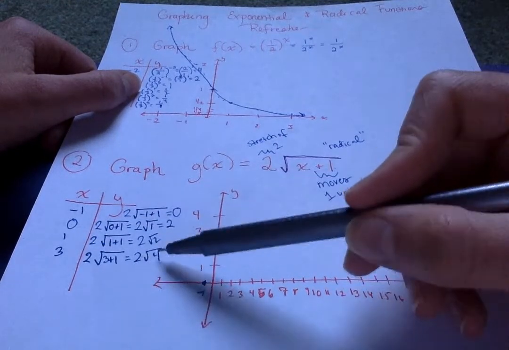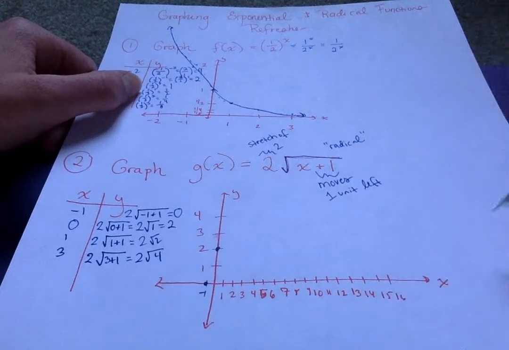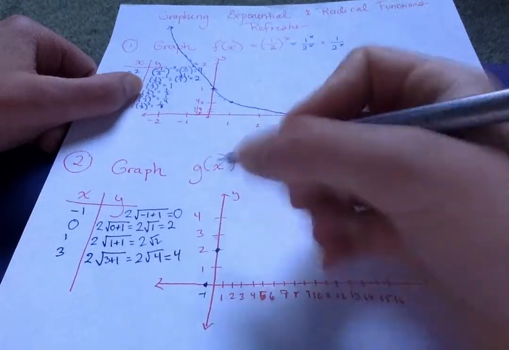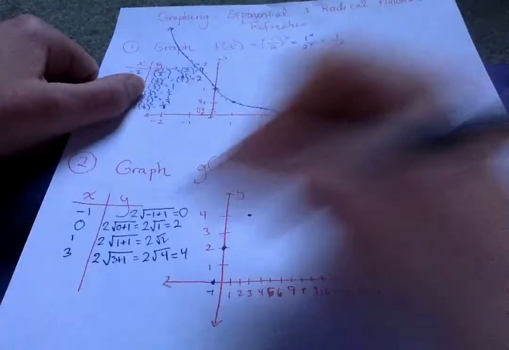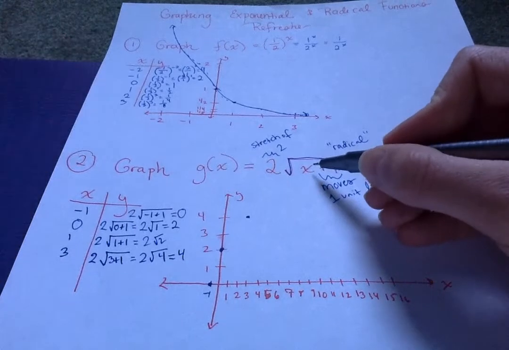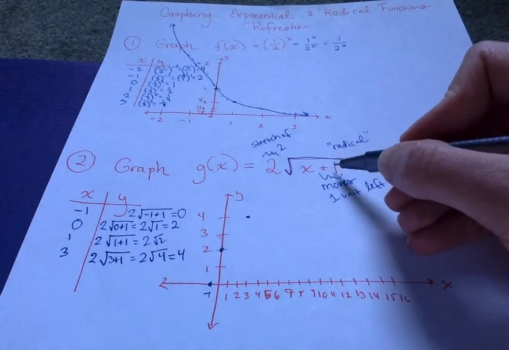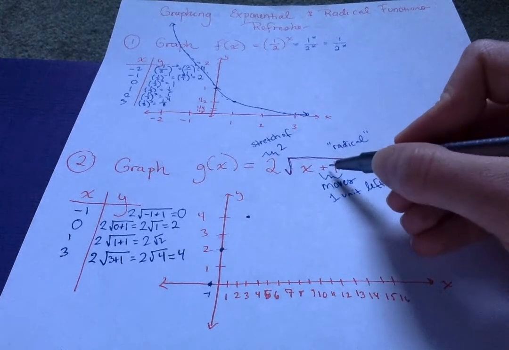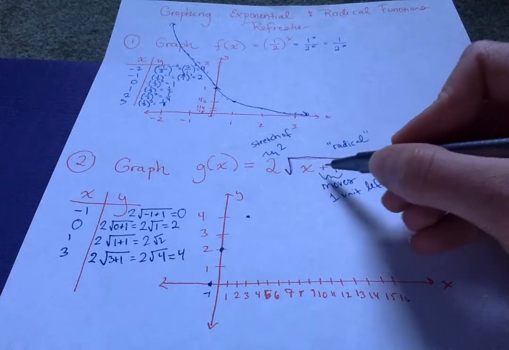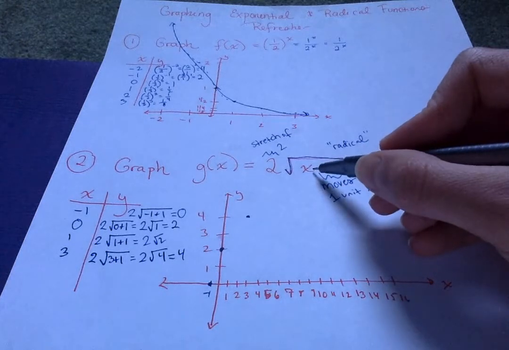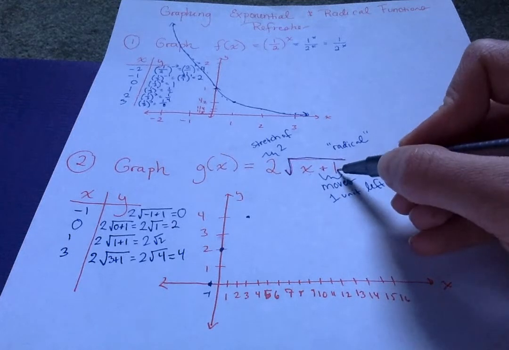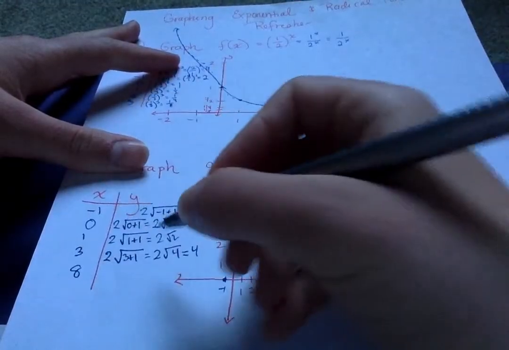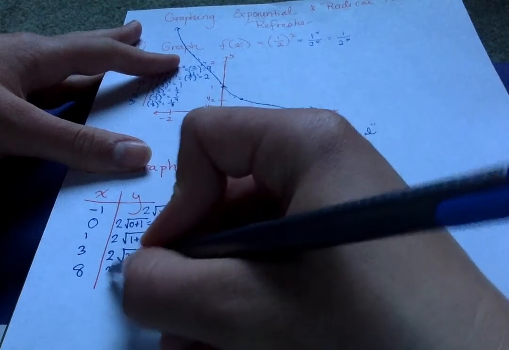So now I do 2 times the square root of 4. Well, the square root of 4 is 2, and 2 times 2 is 4. So I have the point 3, 4. Keep going. Now I'm thinking about what would be the next value that is nice to put in here. Well, the next square root that I know of is 9. Square root of 9 is 3. So if I put in an 8 for x, 8 plus 1 would give me 9, and then I would have that nice square root. So let's put in 8.